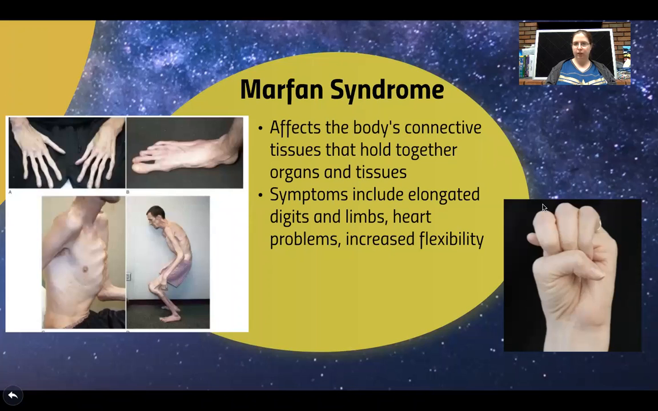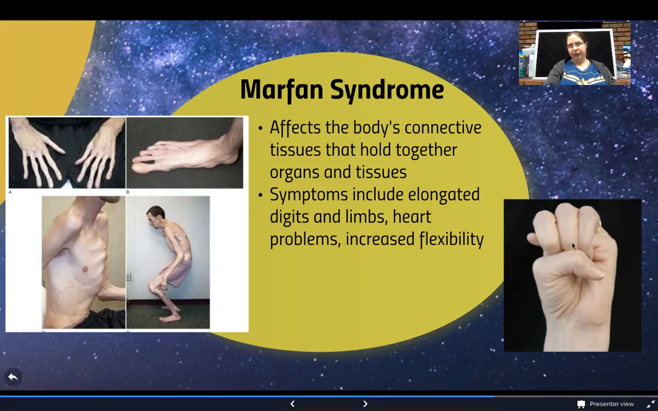striking, noticeable physiological or anatomical differences, such as the elongated hands and fingers and toes on the foot. You also notice that there's elongated limbs and very, very pronounced rib cage and sternum. A lot of that is just because of how the connective tissue isn't holding things together properly, so they kind of stretch out a little bit more.